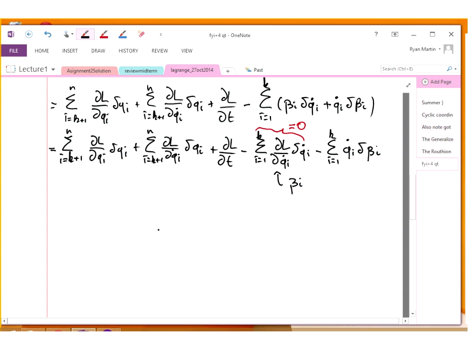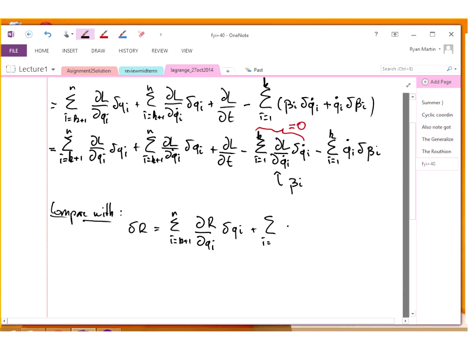So earlier, we just wrote that delta R was equal to the sum of i equals k plus 1 to n of ∂R/∂q_i delta q_i plus the sum of i equals k plus 1 to n of ∂R/∂q_i dot delta q_i dot plus the sum i equals 1 to k of ∂R/∂β_i delta β_i plus ∂R/∂t.